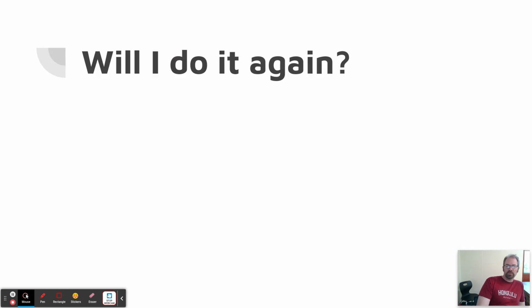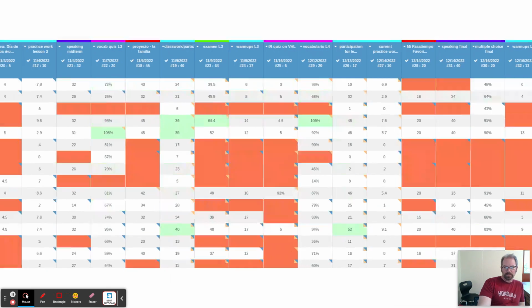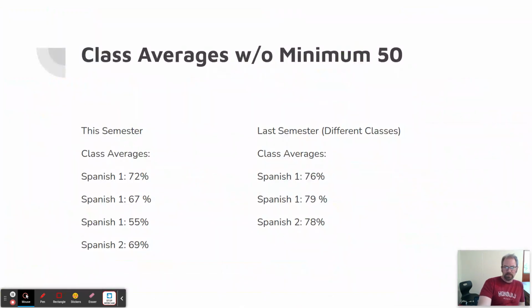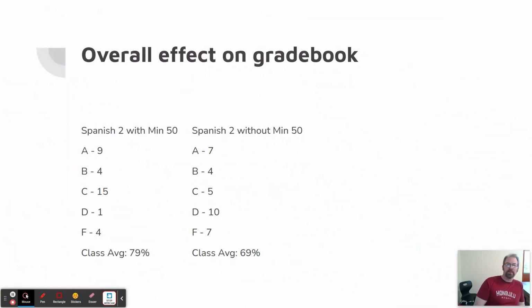The other thing that I noticed when I was going over this, I want to look at this right here. This is my Spanish 2 class this semester. You'll notice that there are 9 kids that have an A with the minimum 50. If I take it away, I lose 2 of those A students. They drop to B's, and then some of the B's drop to C's, and a bunch of the C's just tank, right? They go to D and F.